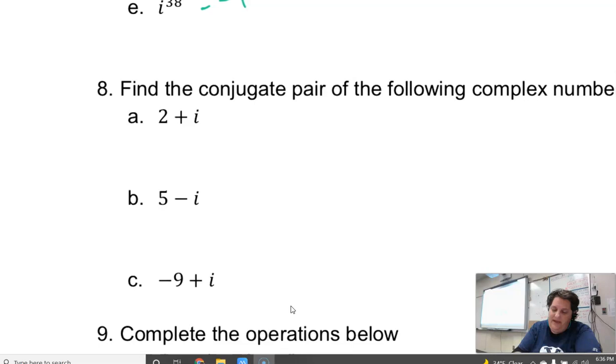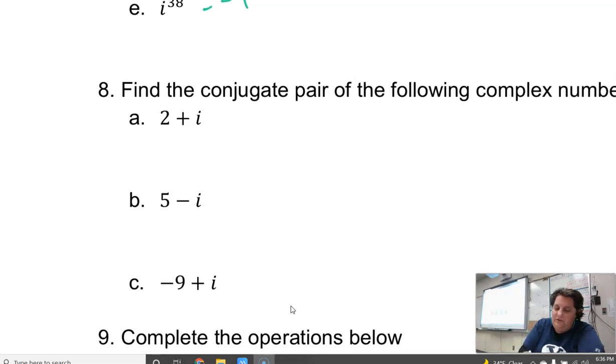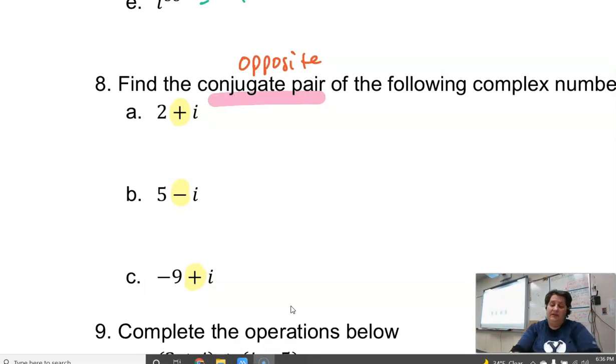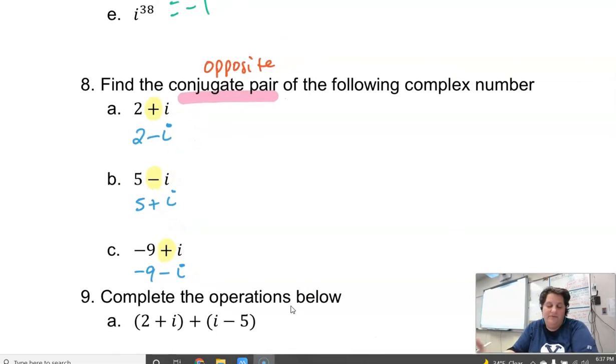You guys, conjugate pair, the word that we can kind of use to remember that, conjugate pair, we're just going to remember that that means opposite. Okay, and what that means is I actually want to do the opposite of the sign in the middle. So when we're solving things, we always say that imaginary numbers come in pairs. So here are the pairs. 2 plus i pairs with 2 minus i. 5 minus i pairs with 5 plus i. -9 plus i pairs with -9 minus i. Okay, so those are the pairs. Those are just the answers that would go together.